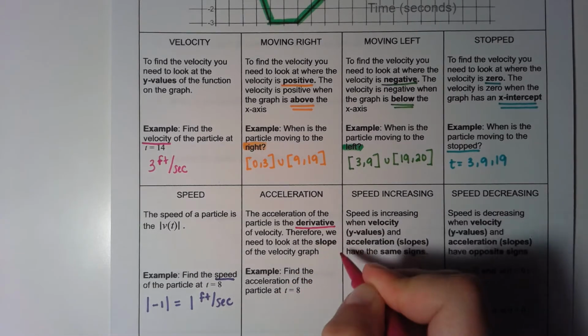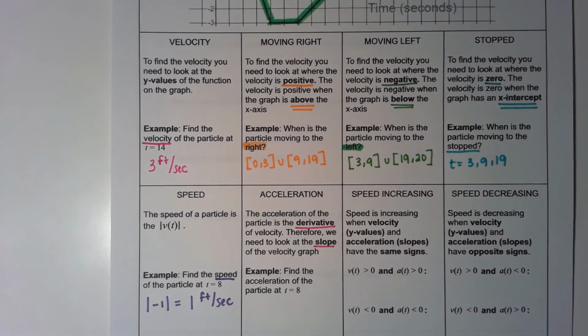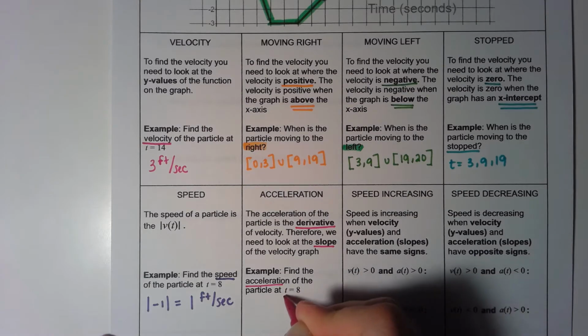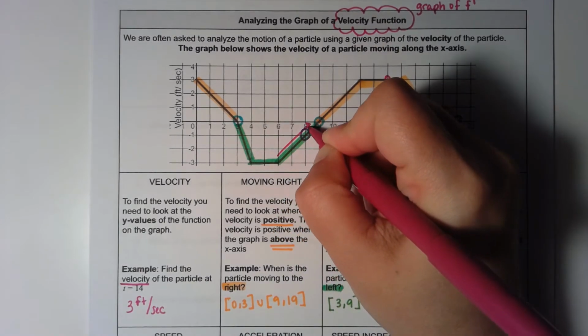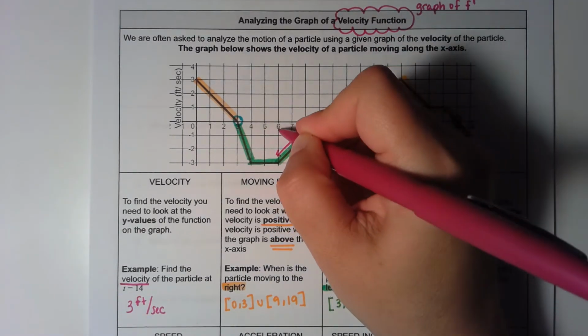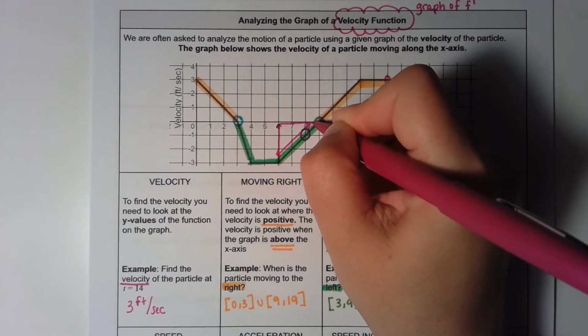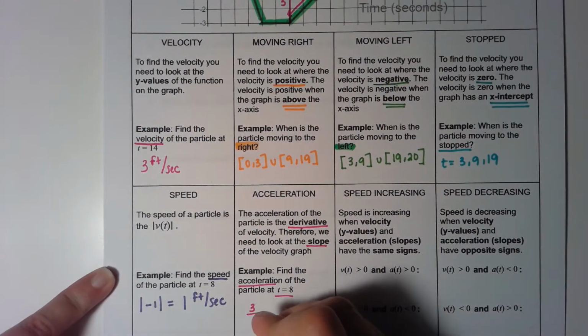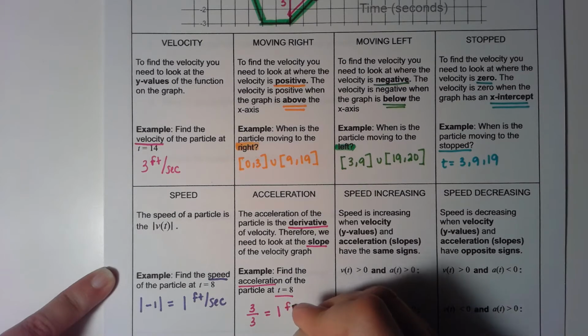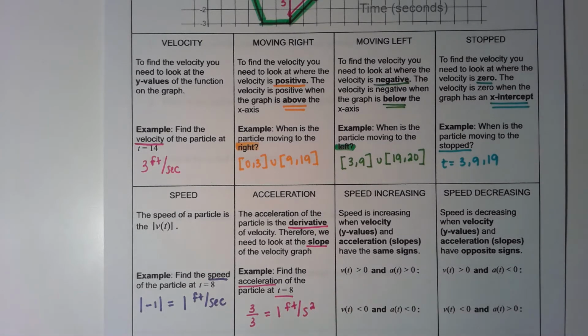The acceleration is going to be the derivative of my velocity. Since I'm finding the derivative, I'm going to be looking at the slope of this graph. You can think about this as kind of like finding the second derivative, or talking about concavity. So if I say find the acceleration of the particle at t equals 8, I need to know the slope of this graph at t equals 8. So I'm going to find the slope of this line. If I look at rise over run, we go up 3 and then we go right 3. So my acceleration would be 3 divided by 3, which is just 1 foot per second squared, because it's now the second derivative, so the acceleration is in feet per second squared.